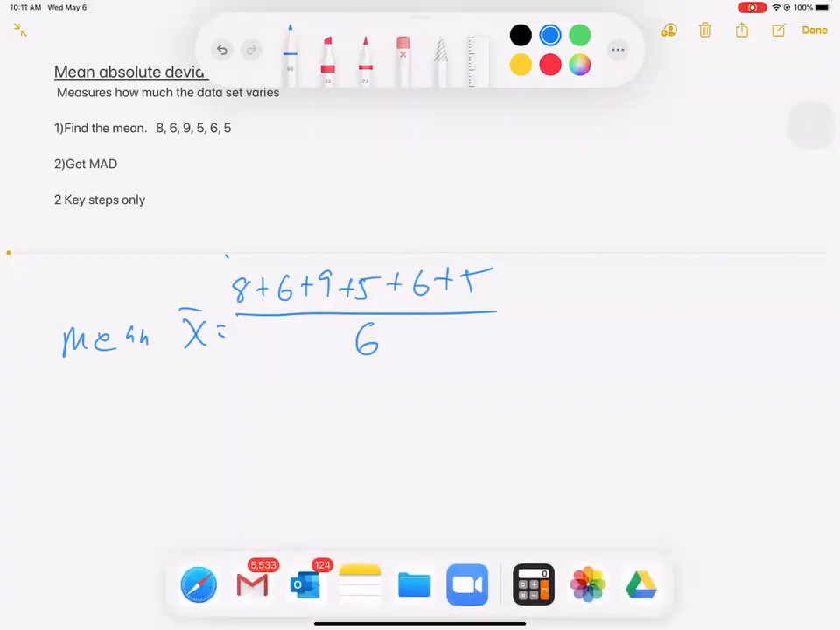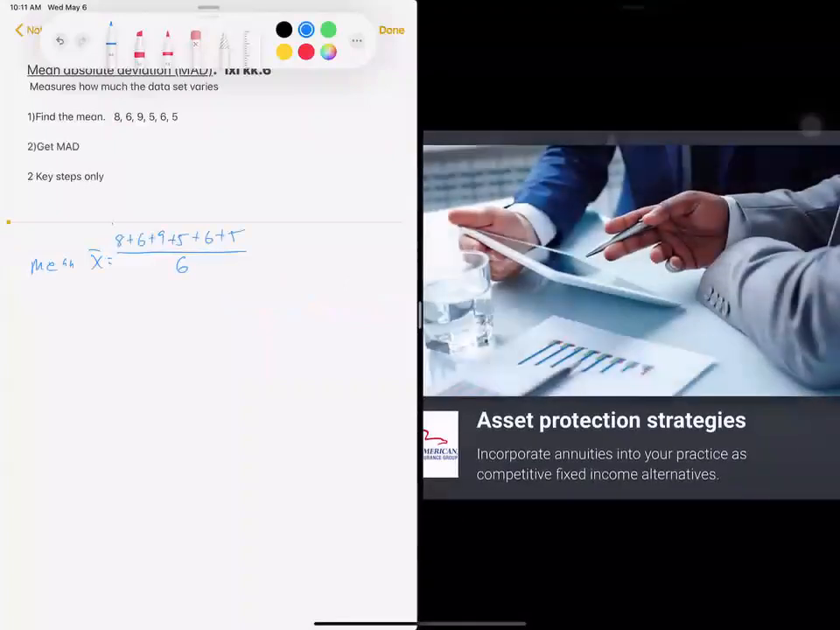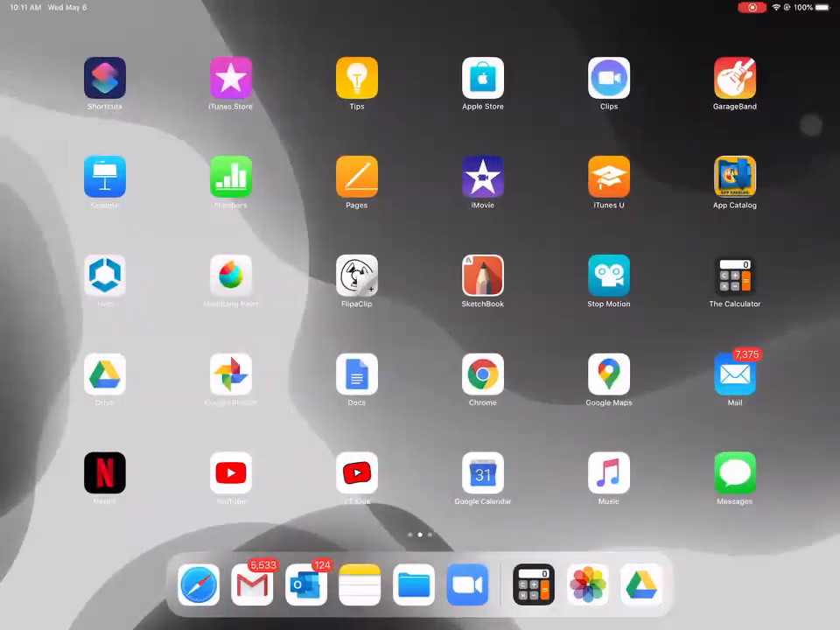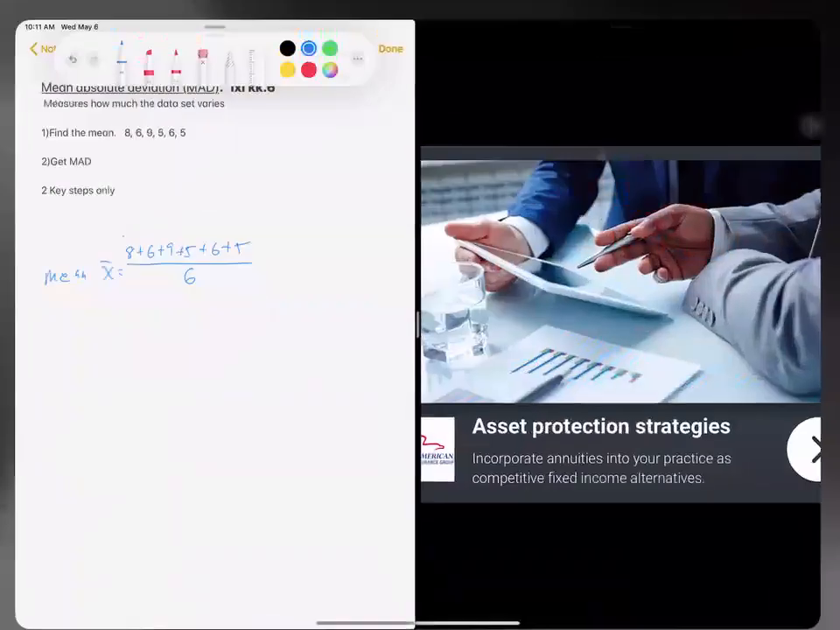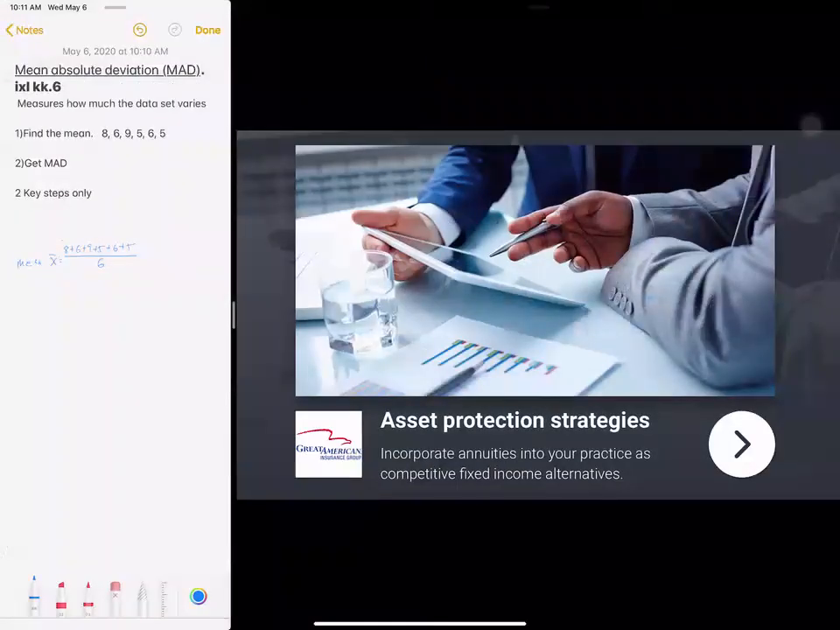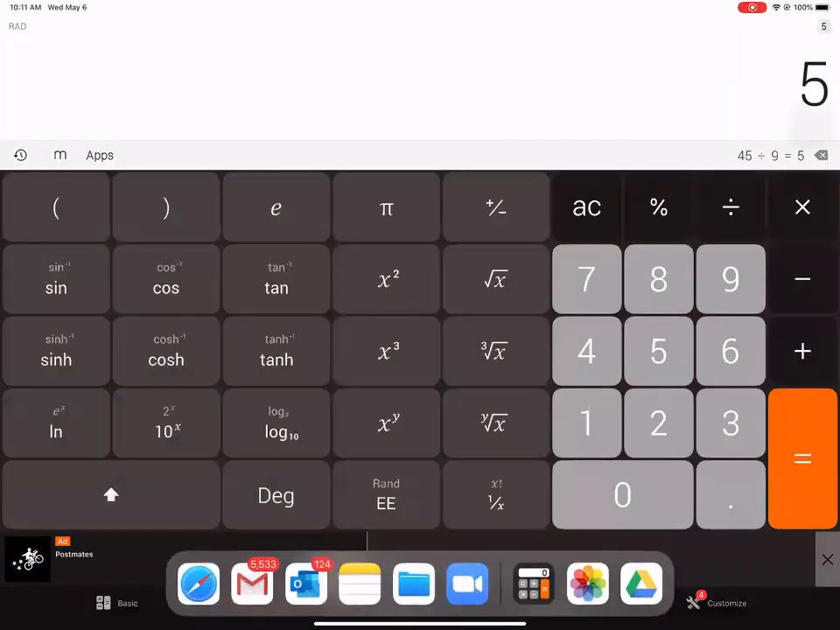Okay. So I'll need a calculator for this. So let's pull out a calculator. Of course, it's going to show me an ad. Whoops, of course, that was a trick. No, there it is. Sorry about that.